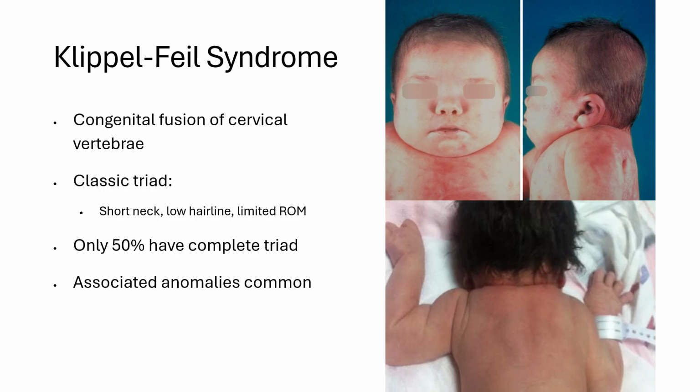Here's a crucial clinical pearl that prevents diagnostic confusion. Only 50% of patients demonstrate the complete triad. This means you'll encounter many babies with Klippel-Feil syndrome who have cervical fusions but don't display all three classic features. Understanding this incomplete presentation prevents you from missing the diagnosis in cases where only one or two features are present. The syndrome's significance extends beyond the obvious neck abnormalities because associated anomalies occur commonly, making this finding a signal to evaluate multiple organ systems rather than focusing solely on the cervical spine.